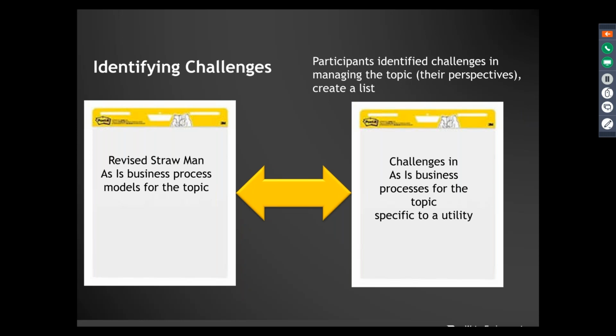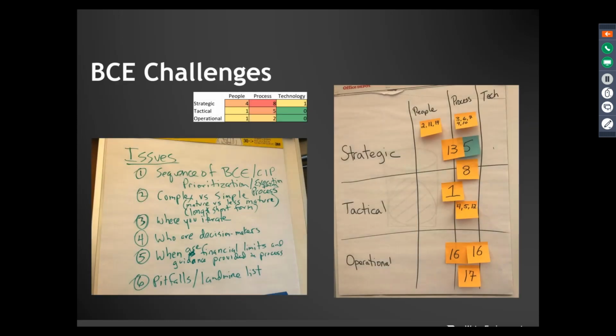The challenges were also mapped to business models. The list of challenges was then assigned to either people, processes, and technologies in the vertical, and to either strategic, tactical, and operational levels of an organization in the horizontal rows of a 3x3 challenge matrix. A similar chart was developed for each of the 4 topic areas. The one that you see here is for the BCE process. A similar type of 3x3 challenge map was produced for each of the 4 topic areas.